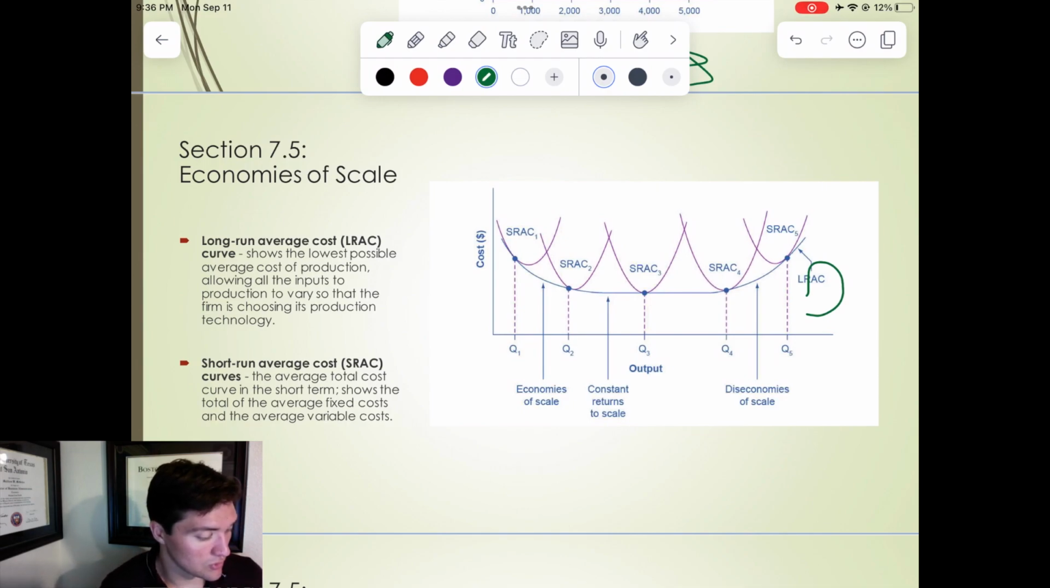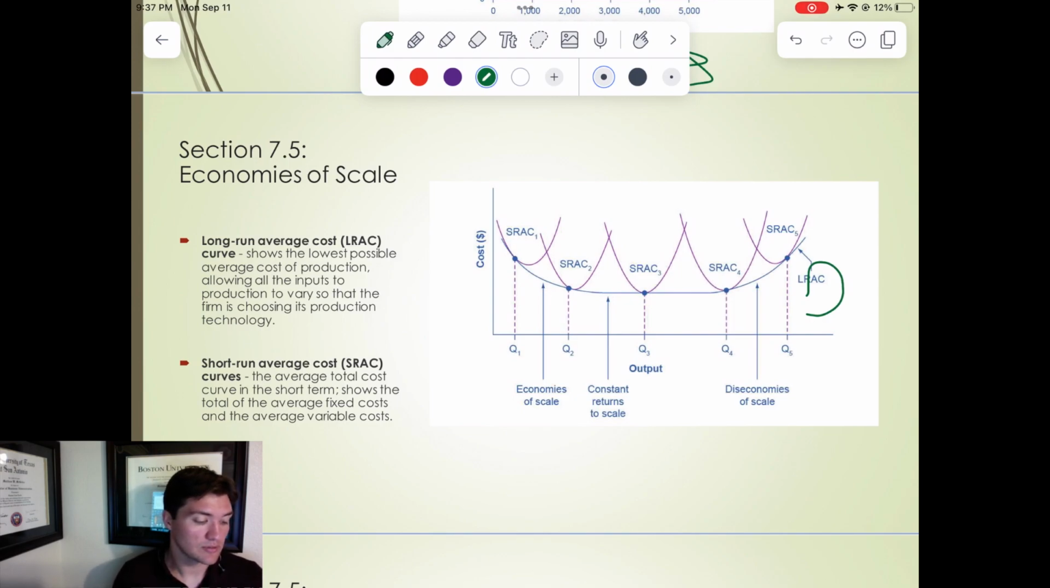Okay, so the short run average cost curve is going to be the average total cost curve in the short term, and it shows you those average fixed and average variable costs that we talked about. And in the long run, we're going to be able to look at the lowest possible ones at all the different options.